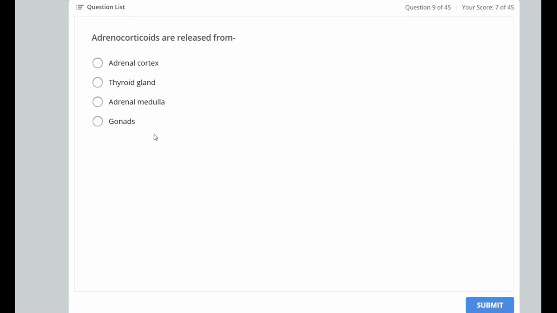9th question, adrenocorticoids are released from adrenal cortex, thyroid gland, adrenal medulla, gonads. What is the right answer? Adrenal cortex is the right answer. Which of the following has highest pH value? Human saliva, human blood, gastric juice, urine. Option B, human blood is the right answer.